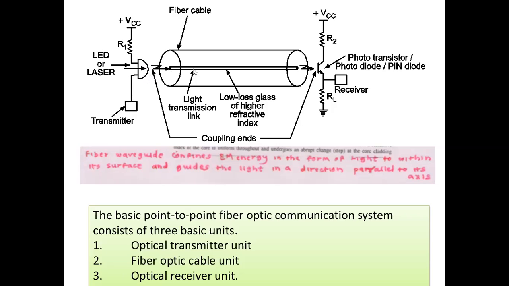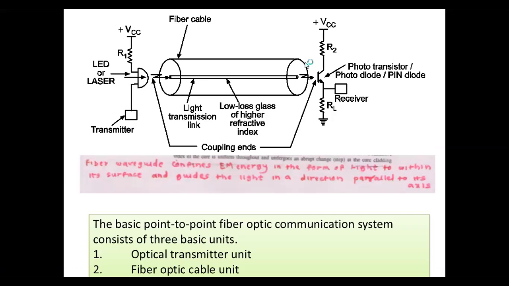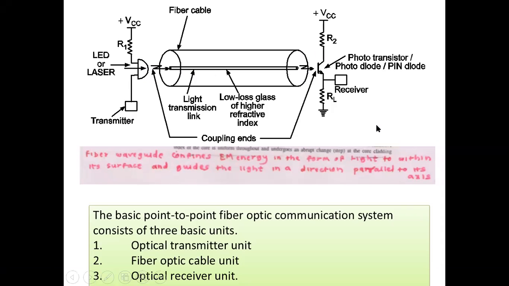So this light information is going to travel through this fiber optic wire or fiber optic cable, and at the other end this optical information is converted into electrical. So this is what is called fiber optic communication. So in fiber optic communication, you have a transmitter, a fiber optic cable unit, and finally an optical receiver unit. So with the help of this, you can have fiber optic communication.